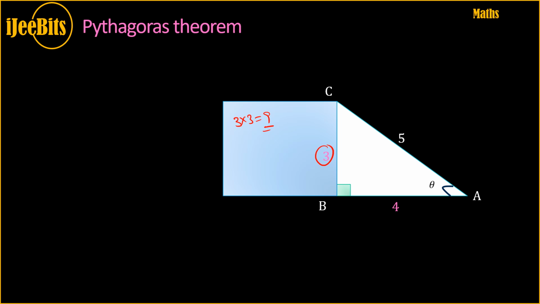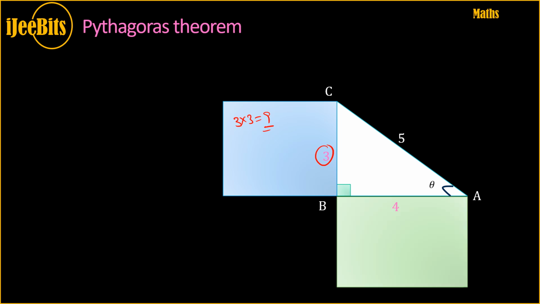Okay, now look at the extension of the other. If you look at the 4 unit side and construct a square with this side, then I will get 4 into 4, 4 times 4, 16 square units, right? The area of this particular square is 16 square units.